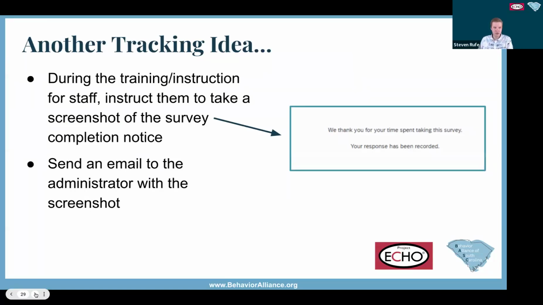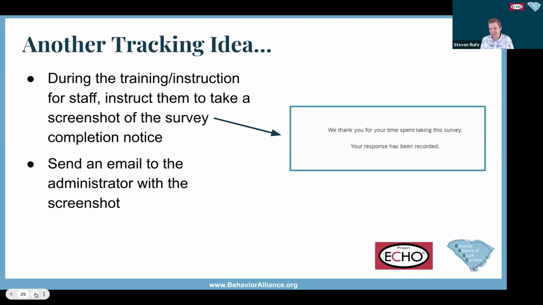On the next slide, we'll talk a little bit more about that by saying, here's another idea. During a training or instruction, you might give them the opportunity to do the survey itself and then ask them to take a screenshot of that completed survey and either send that in to an administrator, put that in a Google folder and identify by name, or submit that on a Google form as an attachment to say that you've gone ahead and completed the survey.